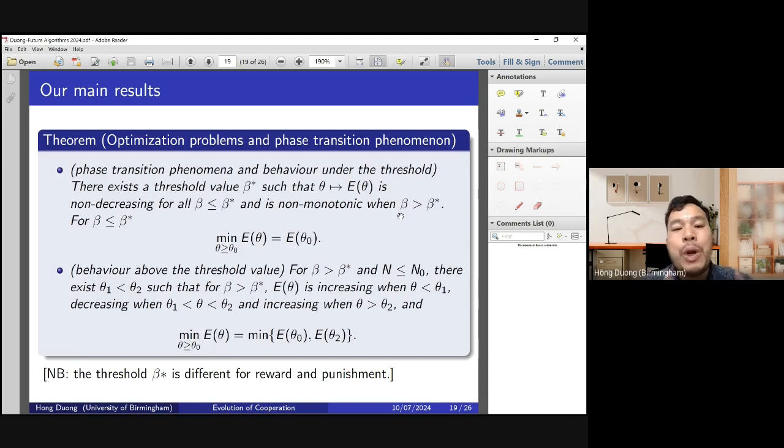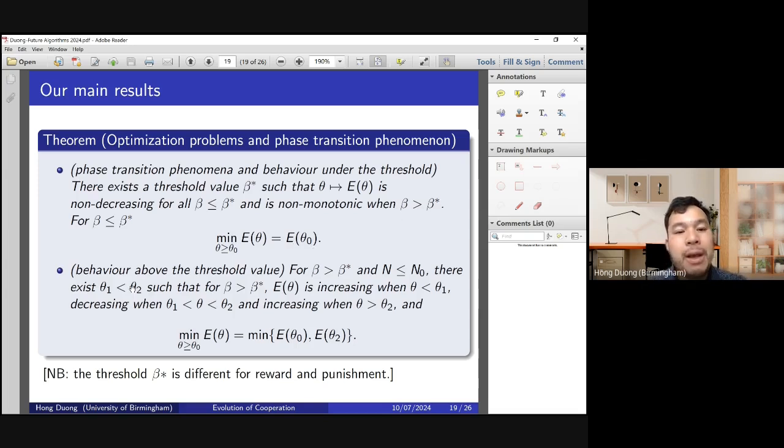So you see that the behavior of the cost function changes when you change beta, and beta star is the critical threshold. It behaves very differently when beta is less than or equal to beta star, and when beta is bigger than beta star. That's why we call it a phase transition phenomenon. The behaviors are very different under the two regimes. Of course for beta less than beta star, we can easily solve the optimization problem, because it is non-decreasing, so the minimum is simply obtained at theta 0, the lower bound.